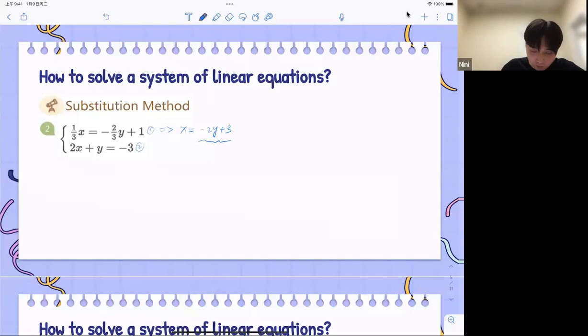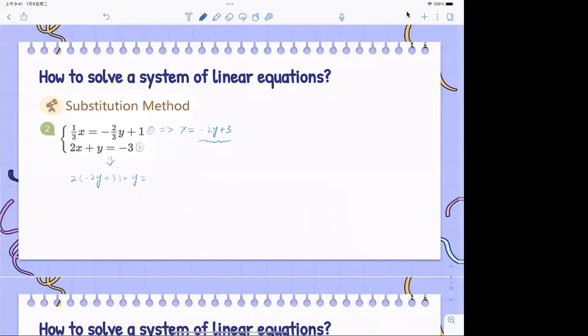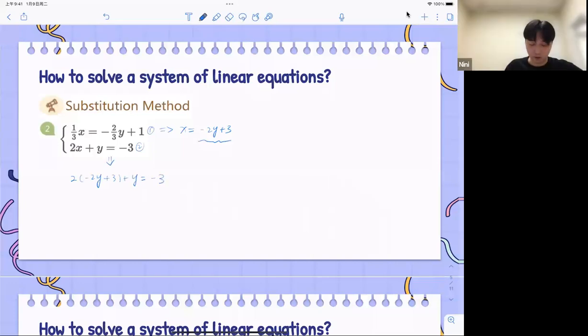So let's put that into equation 2. If we put it into our equation number 2, it will make it be, and yes, which is equal to -3. Okay, so right now what we are going to do is simplify the left side of the polynomial.